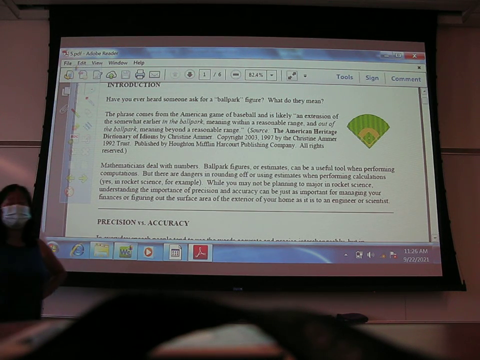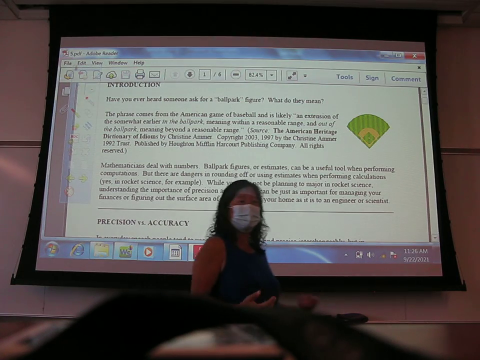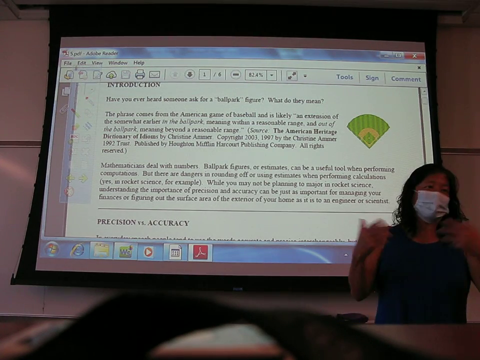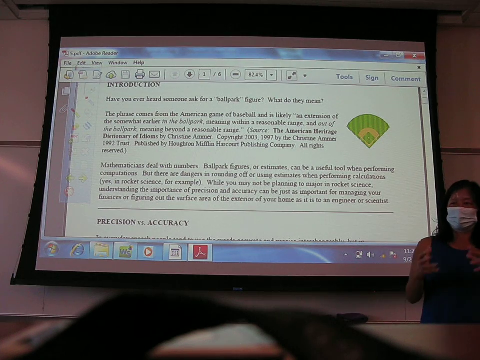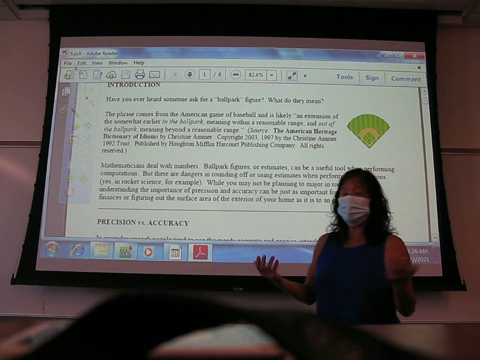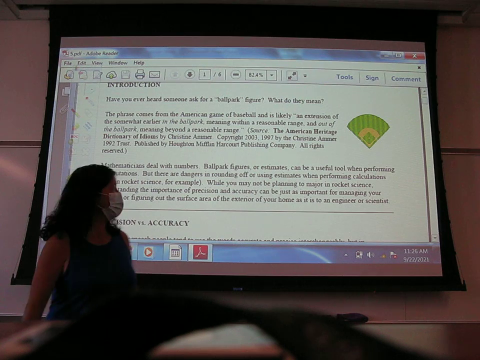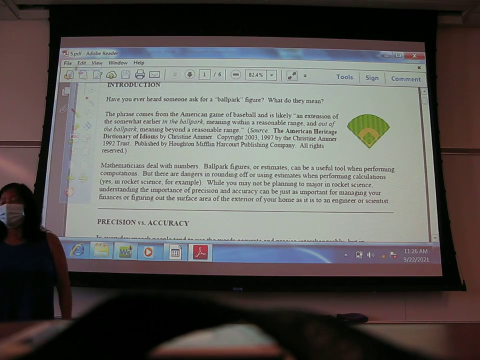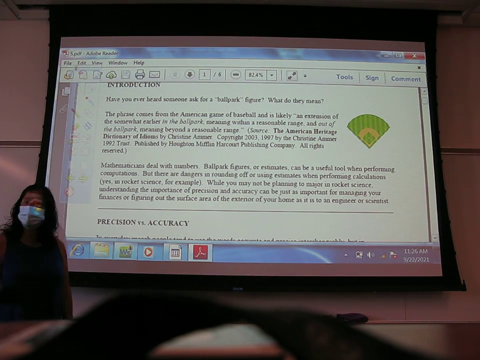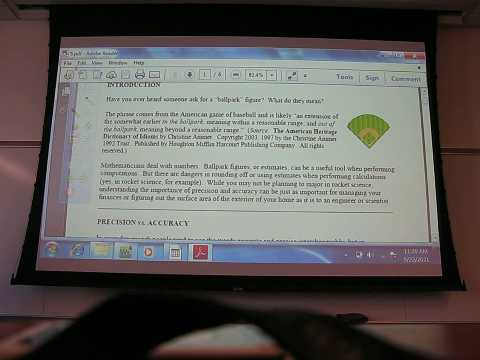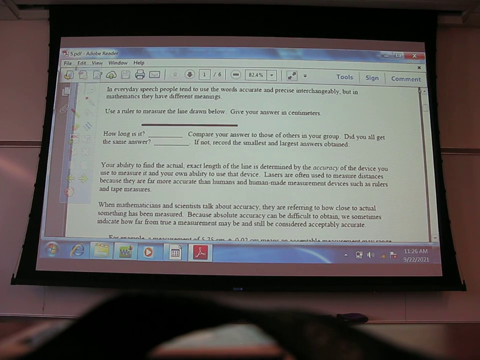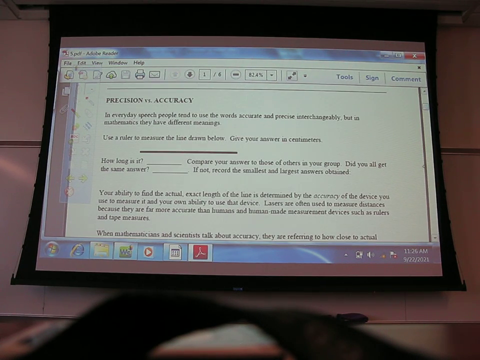Right? In your lives, you're all going to have to sort out, I know you guys are maybe far away from retirement, but you've got to start thinking about your retirement earlier, and planning things like buying a home eventually, even buying a car, right? You're also going to have to sort out things like painting a home, doing things like that, it all involves some calculations. So you're going to look at precision versus accuracy. In everyday speech, people tend to use the words accurate and precise interchangeably, but in mathematics they actually have different meanings.